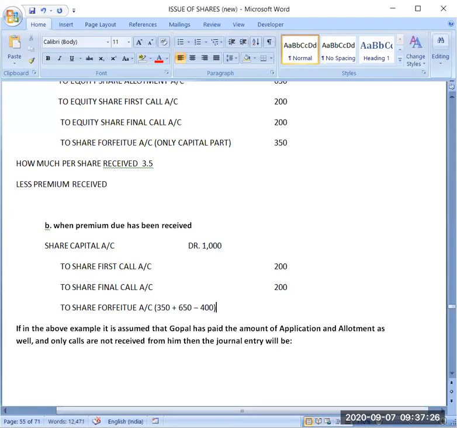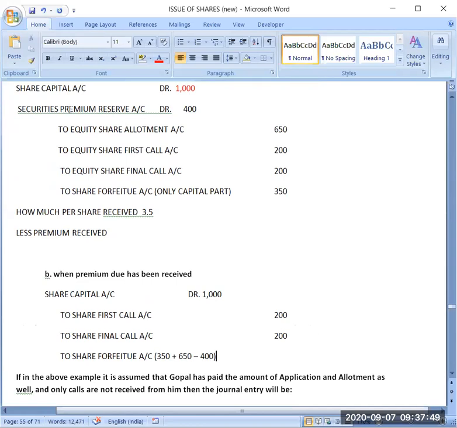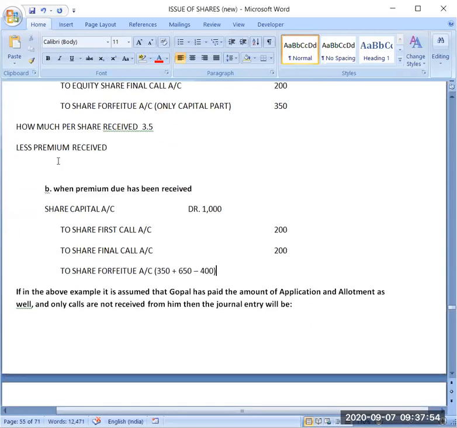Yes, please. If in the above example, I have received allotment and application, but I have not received the calls, that means because the premium is on allotment, I have received the premium also. So when I have received the premium, I will not touch the premium account. If I have received the premium, fifth rule, then I will not touch the premium account. It will not come in the forfeiture entry. The entry will be the same as you were doing earlier in the case of issue at par. Yes, please respond and tell me whether it is clear or not.